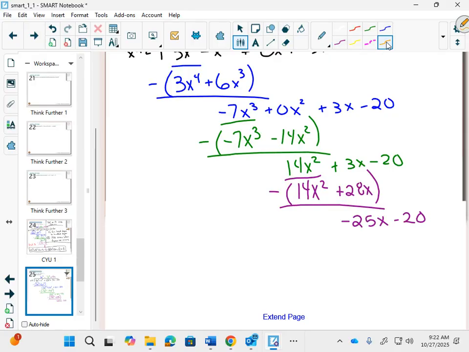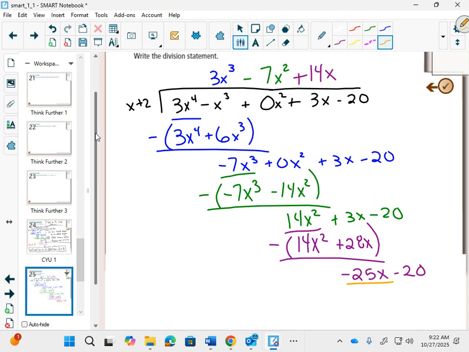I've got to go to another color, a fourth color on this one, because now my first term is a negative 25x. What could I multiply x by to possibly get a negative 25x? A negative 25. And negative 25 times x, of course, is negative 25x. And negative 25 times 2 is negative 50. Put it in brackets and subtract. Negative 20 plus 50 is 30. That is my remainder.